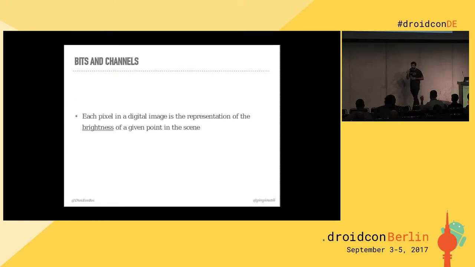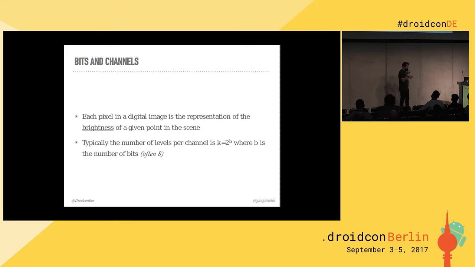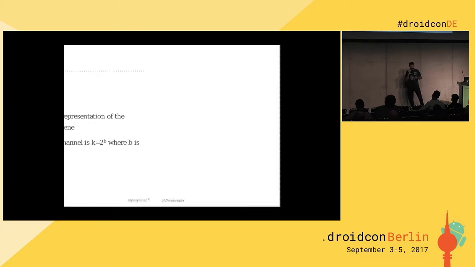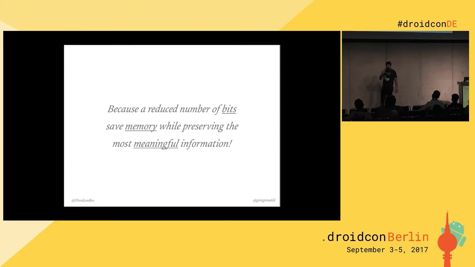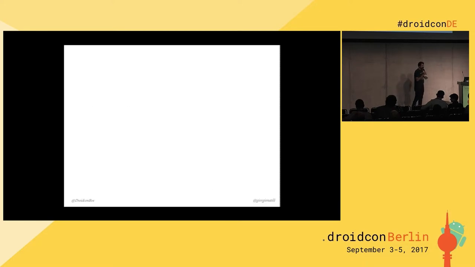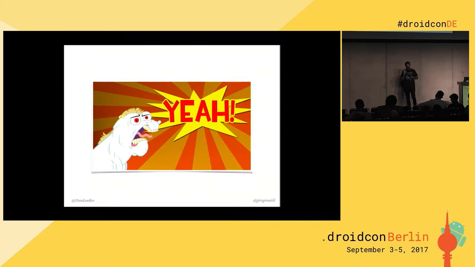But a bit and a channel are very related to each other. Why? Because each pixel is a representation of the brightness of a given point, and typically the number of levels in every single channel is represented by k equals 2 to the power of b. B is nothing more than the number of bits, and often it's 8. Why is this important? Because a reduced number of bits is the key to processing images faster and more effectively on whatever device. At the end of the day, a colored image gives you a lot of information, but a grayscale image is not so bad.